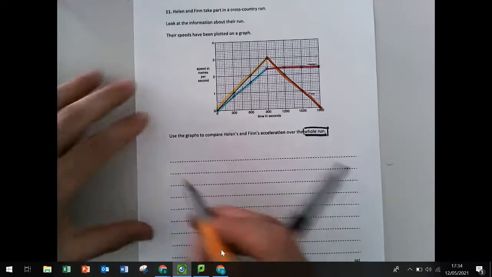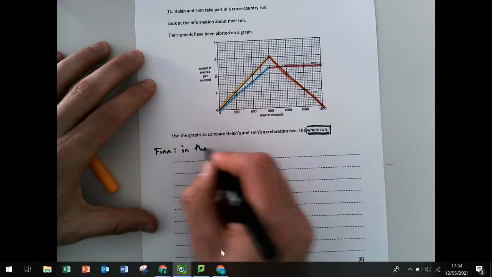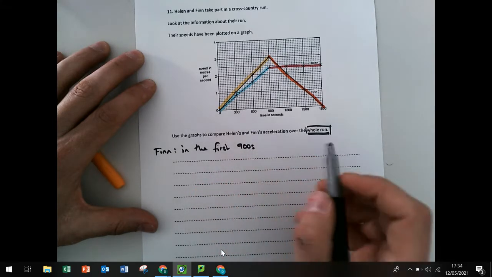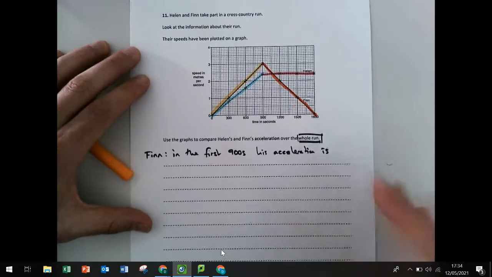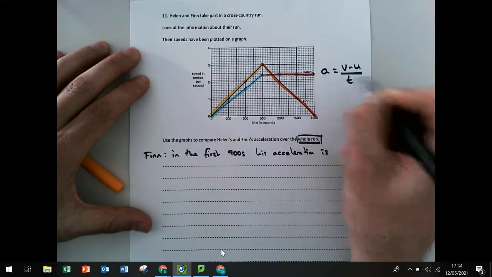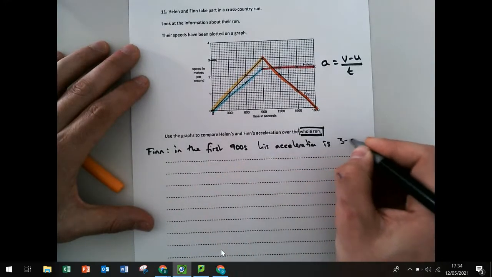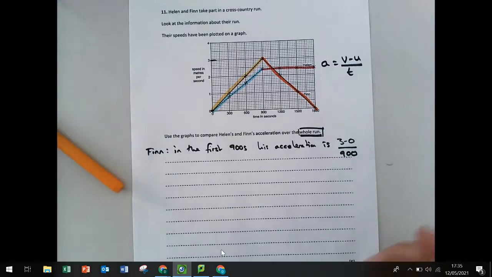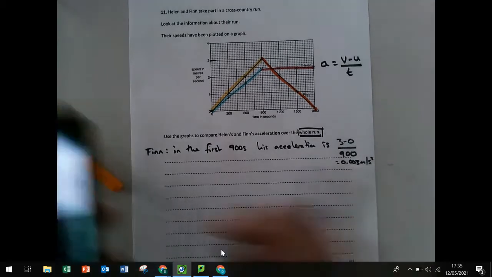So let's look at the yellow section. Let's say for Finn, in the first 900 seconds, his acceleration is, and then we need to know what acceleration is. So acceleration is change in velocity over time. So here, what's the change in velocity? It's going to be 3 minus 0 over time, which is 900 seconds. So I'm just going to get my calculator to work that one out. So 3 divided by 900 is 0.003 meters per second squared.